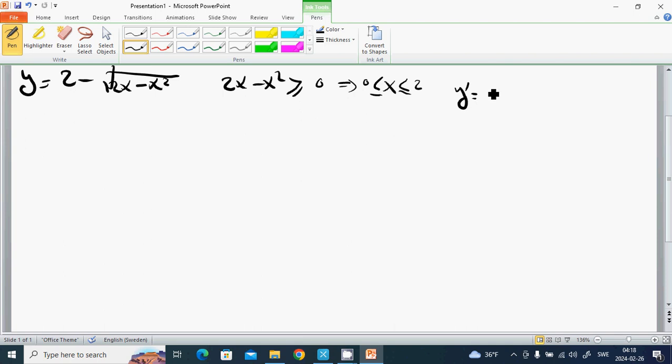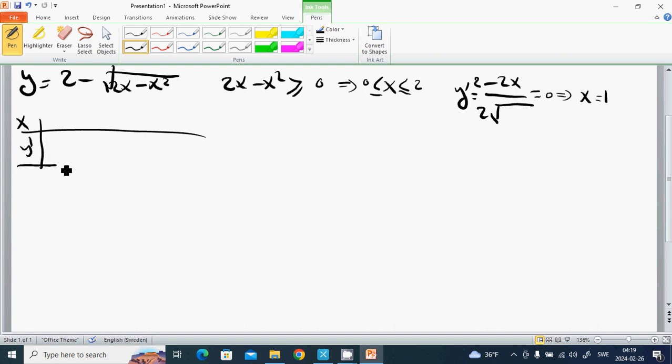And y prime equals minus (2 minus 2x) divided by 2 times the square root. Setting it to 0 gives us x equals 1. Then we draw the table: x, y prime, y, and x between 0 and 2. The derivative is 0 at x equals 1, and for 2 it is 2, so it goes down then up, and we have a minimum here.